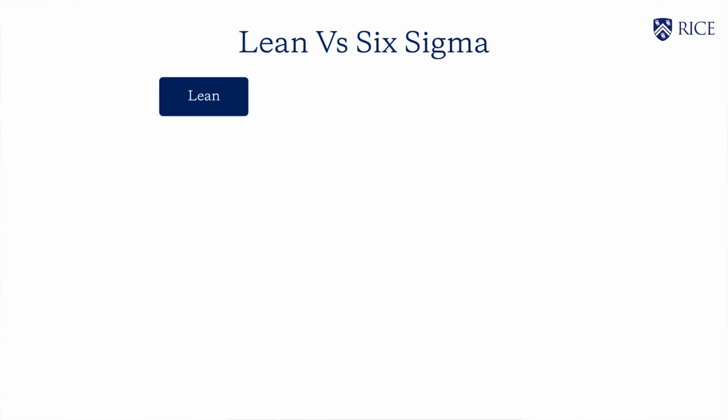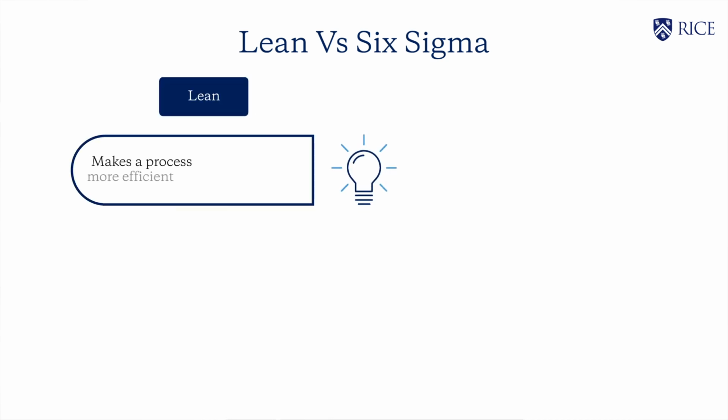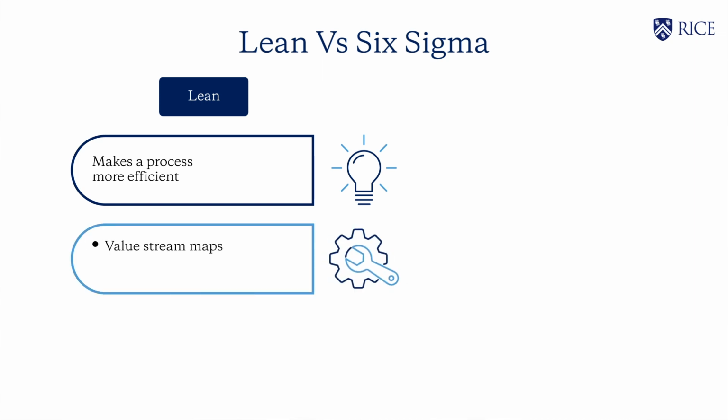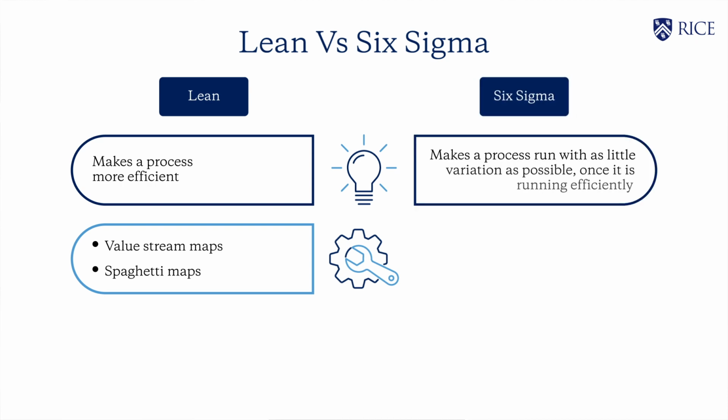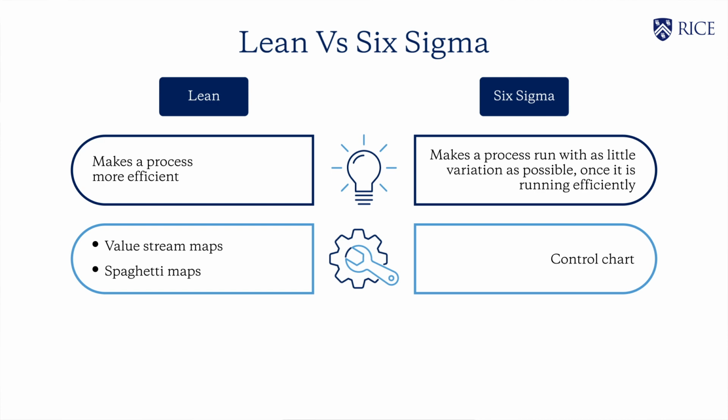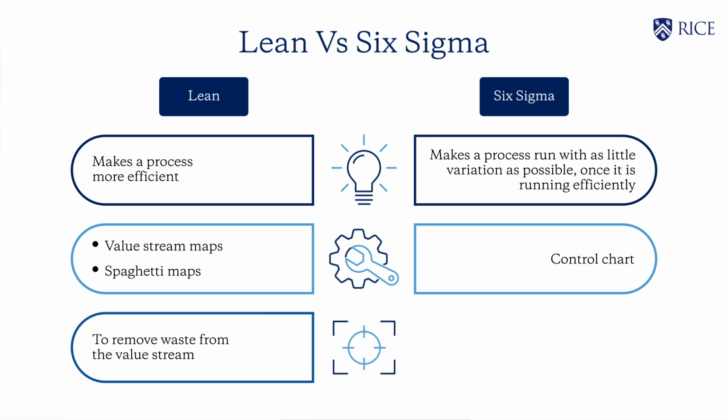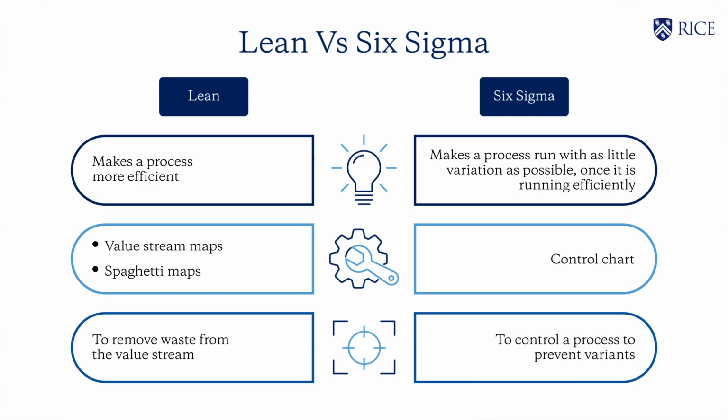The first is Lean. In Lean, the idea is to make a process more efficient. Major tools include value stream maps and spaghetti maps. In Six Sigma, the idea is to make a process run with as little variation as possible once it is running efficiently. The major tool is the control chart. In Lean, the focus is on removing waste from the value stream. The focus of Six Sigma is to control a process to prevent variance, and these two approaches complement each other.